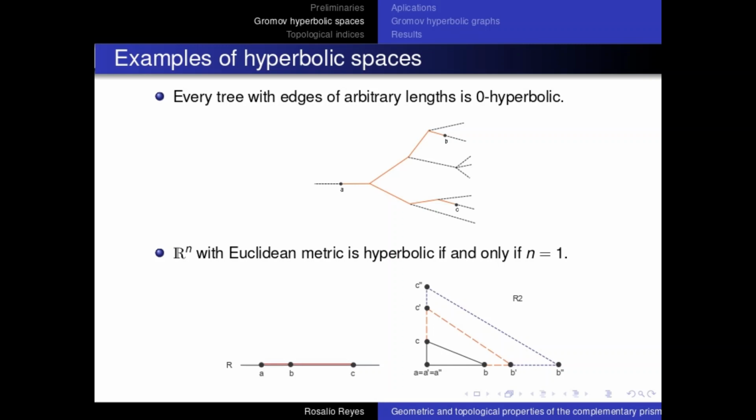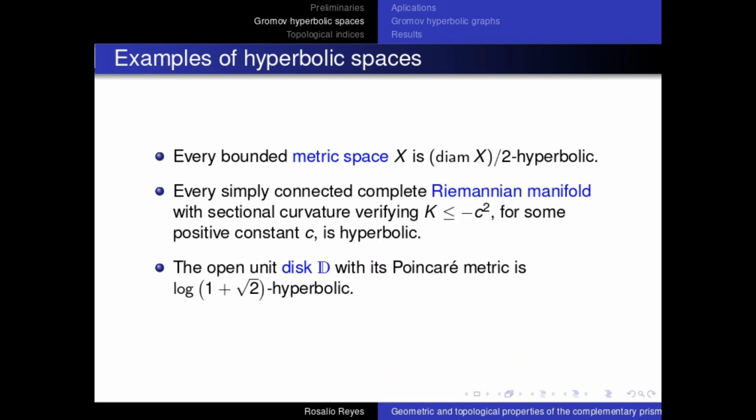If n is not equal to 1, the space is not hyperbolic, since no matter what size of delta we choose, we can always find a triangle with sides out of the delta size neighborhood. Any bounded metric space is hyperbolic. A useful delta is half its diameter, but we usually look for the optimal bounds. Riemannian manifolds with certain characteristics are another example of such a space. The open unit disk D with its Poincare metric is hyperbolic.